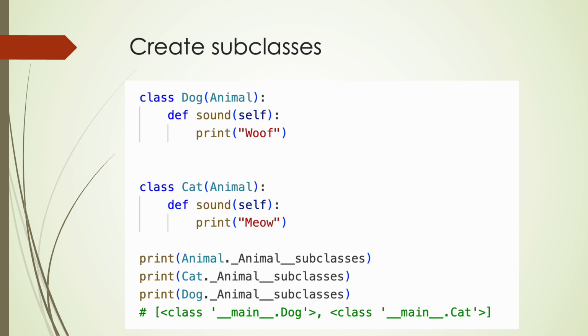Now let's create 2 subclasses from the Animal base class. Note that we must implement the sound method, which is marked as an abstract method in the base class. After the 2 subclasses are defined, we can check the record of the subclasses created in the __subclasses attribute of the base class. Since this attribute is protected, we need to use this special syntax with the class name and attribute name to access it. This is called name mangling.